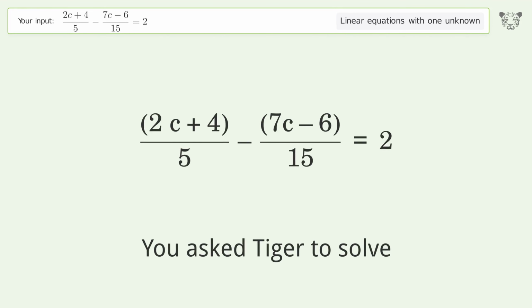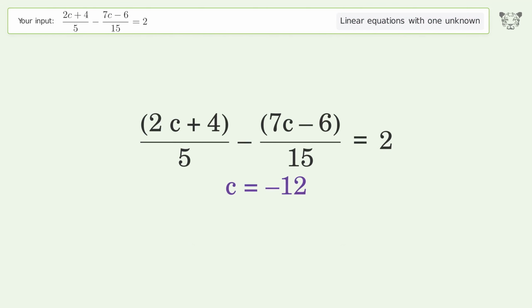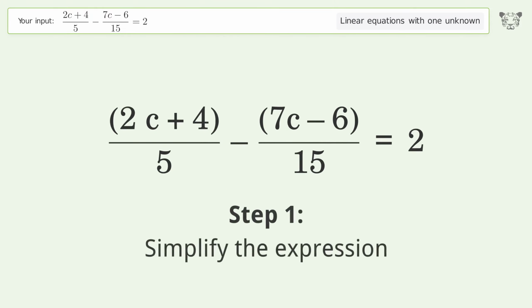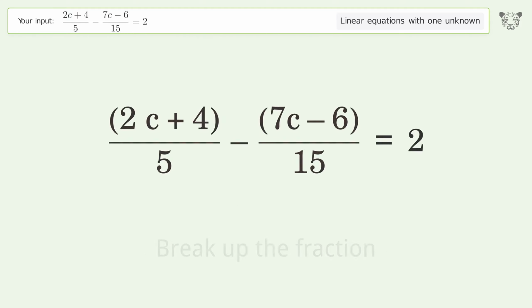You ask Tiger to solve. This deals with linear equations with one unknown. The final result is c equals -12. Let's solve it step by step. Simplify the expression. Break up the fraction.